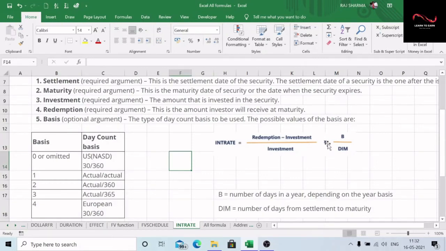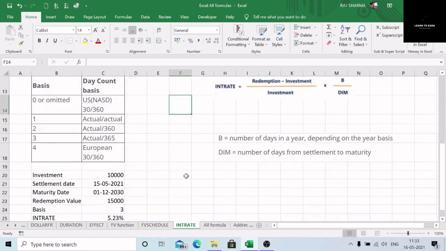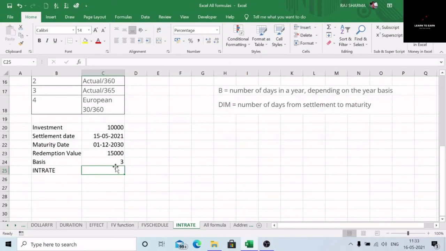The formula which is used for this interest rate is redemption value minus investment value, divided by investment value, into the number of days divided by the number of days between the settlement and maturity. So basically it is the number of days for which this investment is being done, that is, the number of days from settlement to maturity. Now let us try to use this formula.